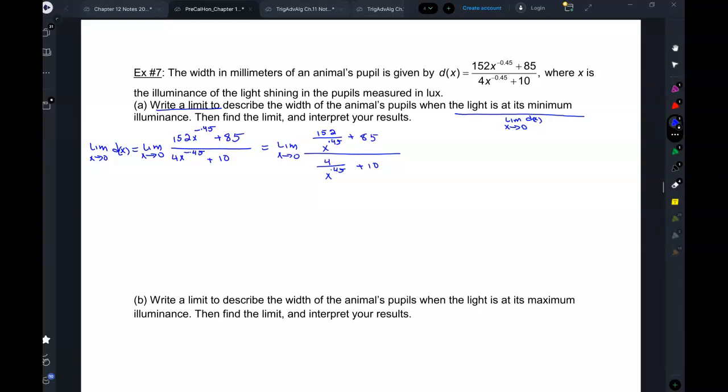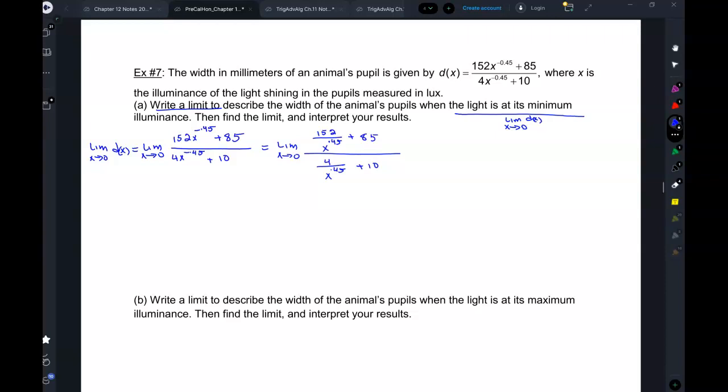And so now as x approaches 0, this is going to be something close to 0 to the power of 0.45, which is about 0. So now I have a number divided by a very, very small number. And remember, let's just focus on this 152 over x to the 0.45. Just in that fraction, as x becomes very, very small, the fraction itself will become what? Infinitely large. So it'll be like, we never write this, but it'll be like infinity plus 85, and then an infinitely large number plus 10.